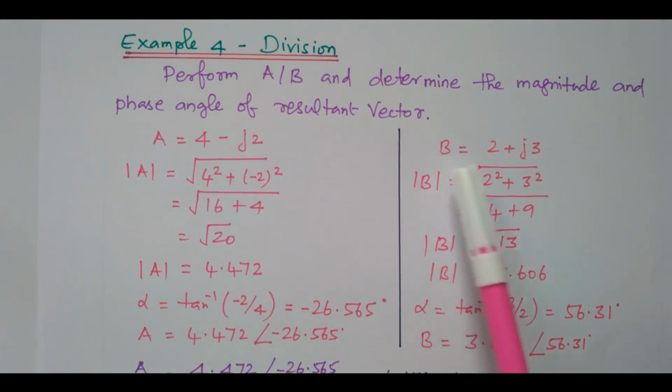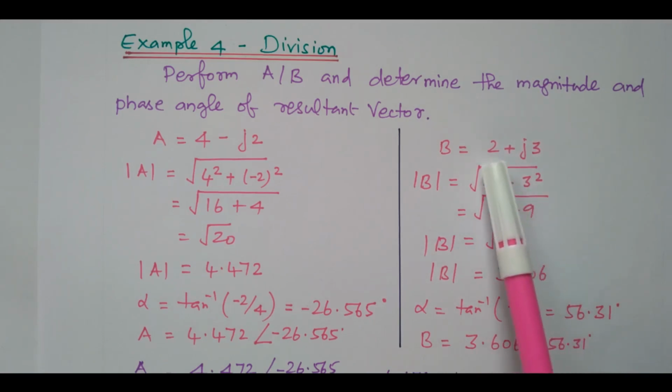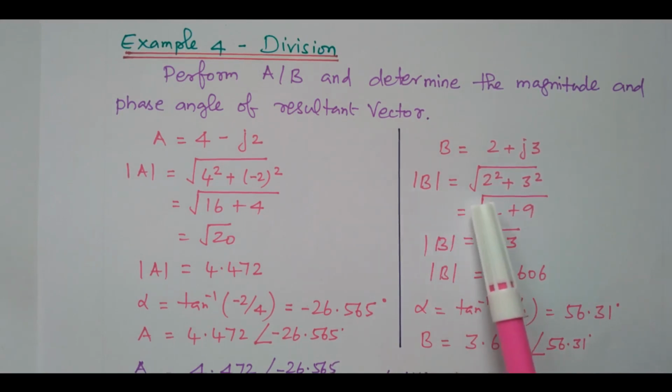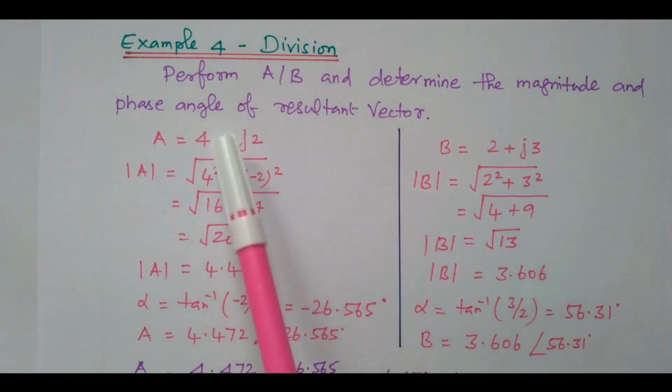Another vector, B equal to 2 plus j3. The real term is 2, the imaginary term is 3. So the magnitude is the square root of 2 squared plus 3 squared. The final value is 3.606. The angle is tan inverse of B by A, imaginary term divided by real term, 3 by 2, which is 56.31. Now it is represented in polar form as 3.606 with an angle of 56.31. Now the rectangular forms of A and B are converted into polar forms of A and B.